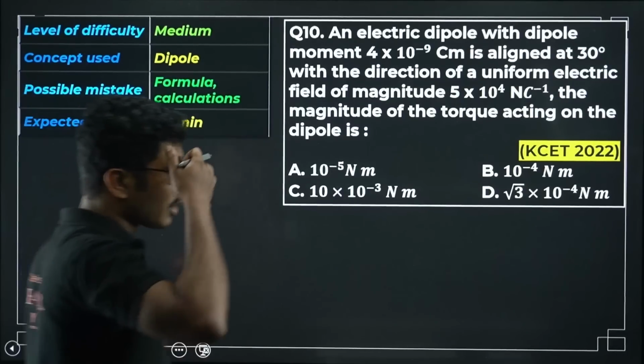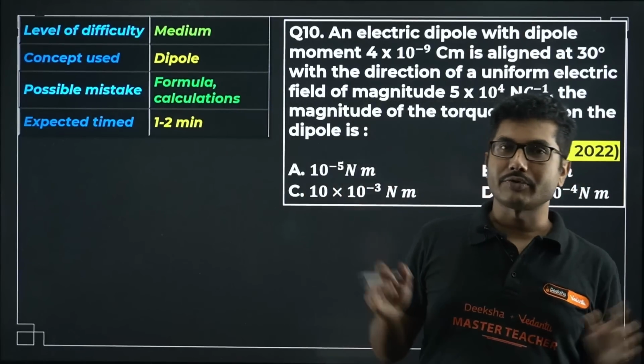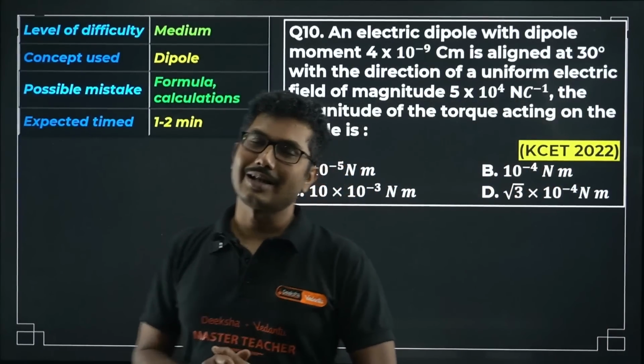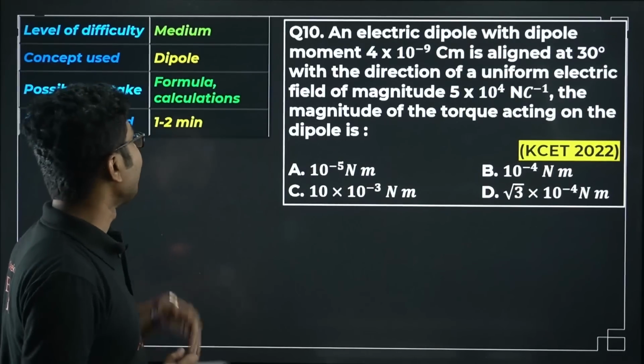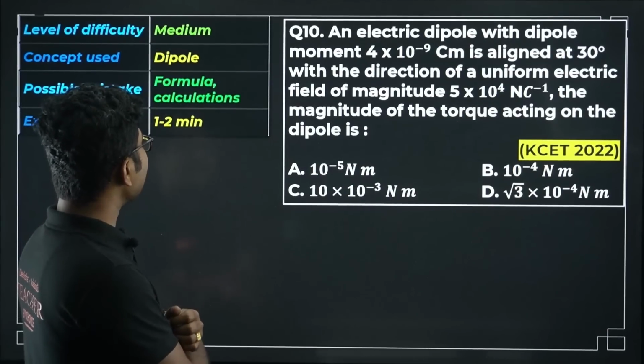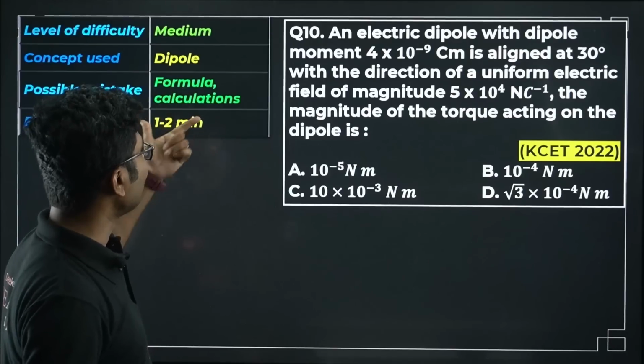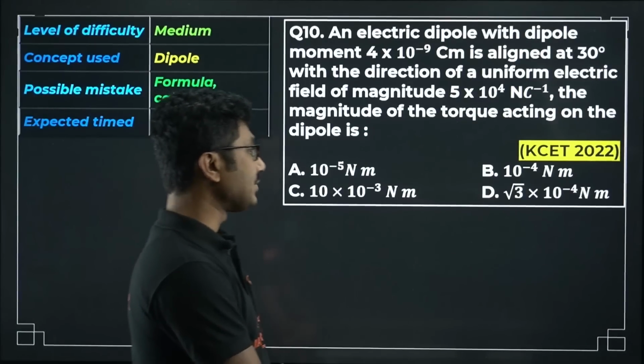This is, as I said, one of the most difficult complex questions across all the KCET last 10-year question papers. Now let's see. So this is a medium level question based on the dipole formula and calculations. You can make mistakes on this.